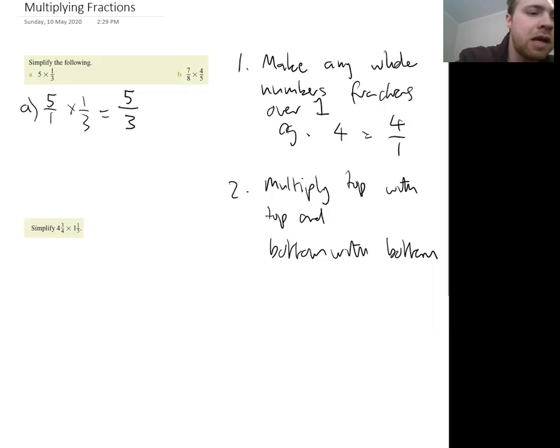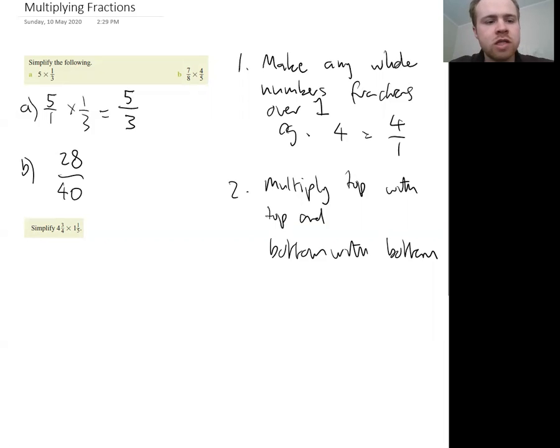Okay, so for part B, we've got 7 over 8 divided by 4 over 5. We don't have to do any conversions, just multiply top with top and bottom by bottom. So we get 7 times 4, which is 28, and 8 times 5, which is 40. Okay, now we've got an answer here, but we can simplify this answer.